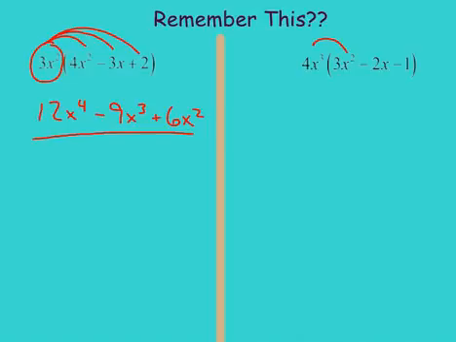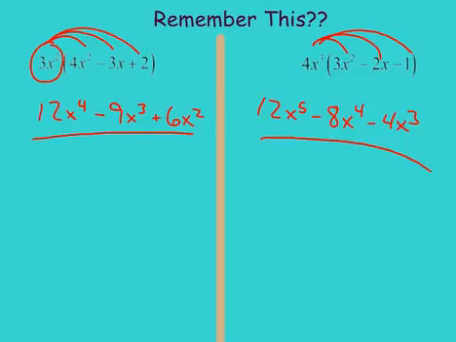Then to do this with the other one, we have 4 times 3 is 12. I would say 3 and 2 make 5, minus 4 times 2 is 8x to the fourth, minus 1 times anything is going to be that same thing. So you need to understand when we multiply, we add the exponents together.